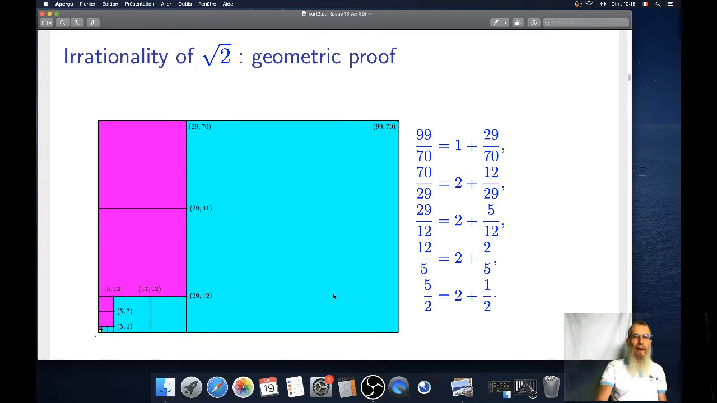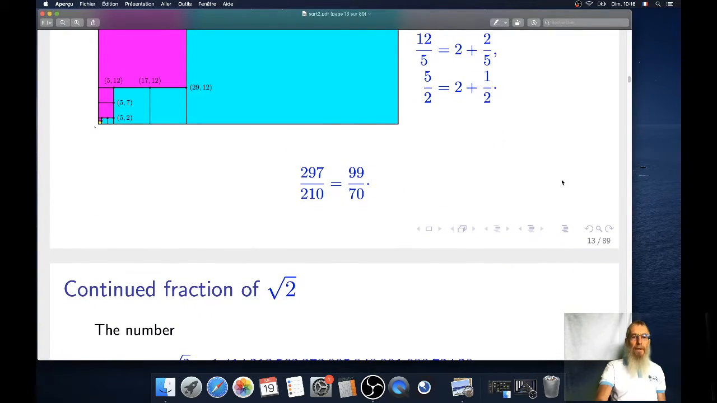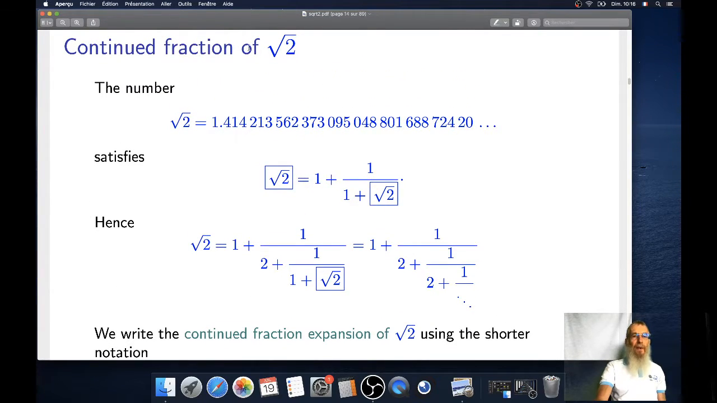So the process stops, and it should stop because you have a decreasing sequence of positive integers, and so it's a finite sequence. And if you start from any 2 integers instead of 99 and 70, the process will stop. So with a rational proportion, the process stops, and with square root of 2, the process does not stop. So this is a proof of the irrationality of square root of 2. What I did by removing squares is just the basic for the continued fraction algorithm. From square root of 2, we remove 1, and then the remainder is 1 divided by 1 plus square root of 2.